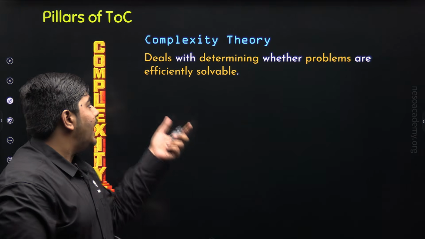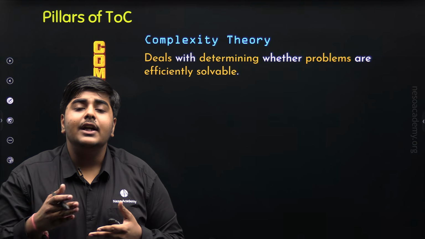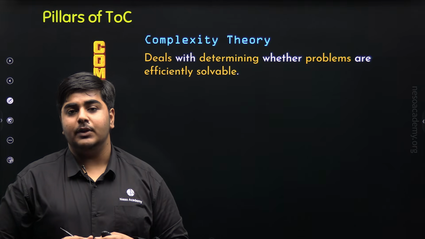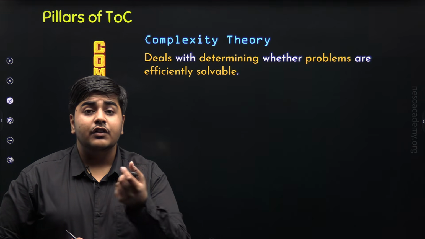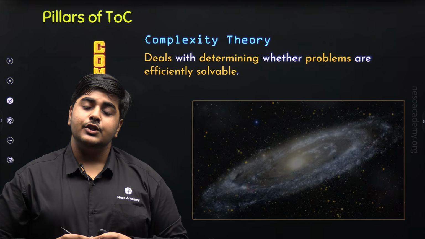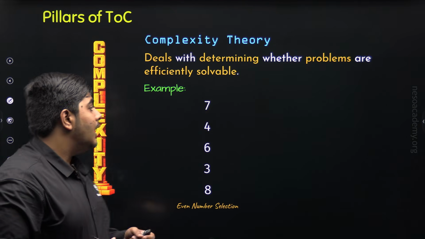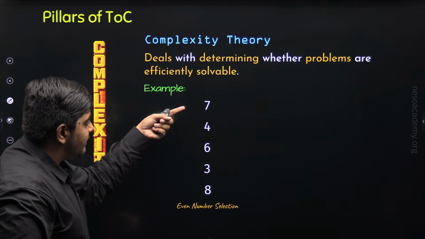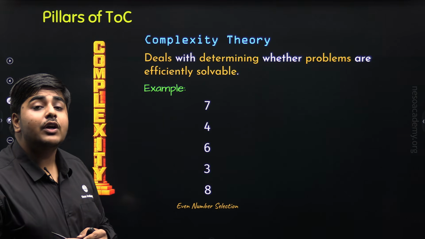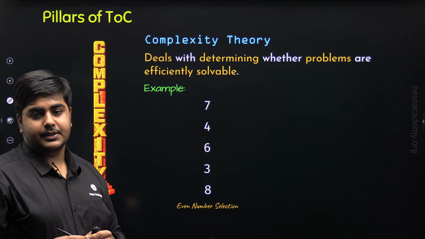Now, what do you mean by efficiently solvable? It means how long does it take a computer or a machine to solve that particular problem? Few seconds, few years, or even greater than the age of the universe. So let's understand complexity theory with the help of an example. Again, we have 5 numbers: 7, 4, 6, 3, and 8. And you want your computer to select only the even numbers out of these 5 numbers.